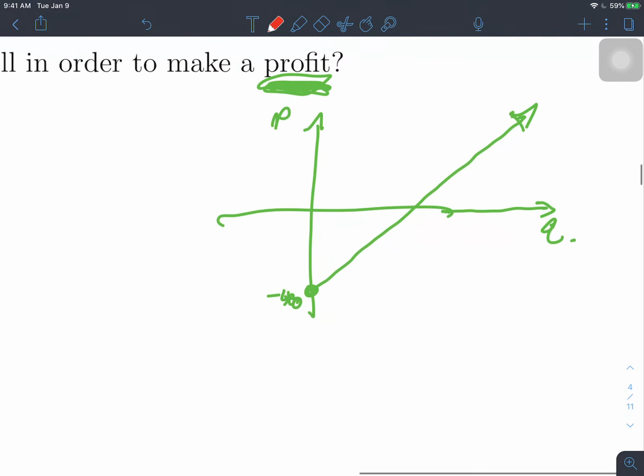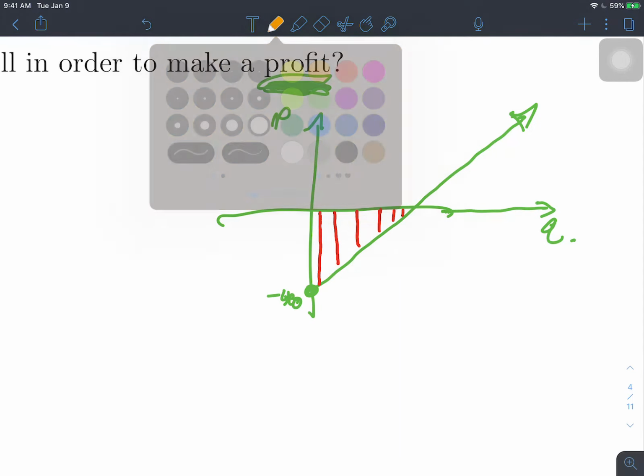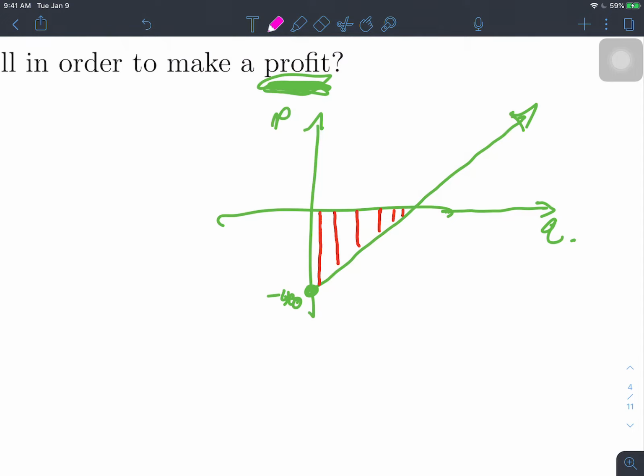Well, if we take a look at this graph here, we can consider the profit as being, well, first we're losing money, and we produce more and more goods, and our loss becomes less and less and less, until we get to a point where if we sell more than a certain amount, we're going to start making money. So making money is pink in this problem.